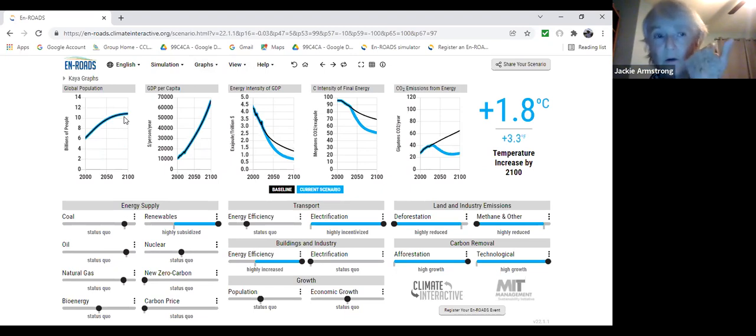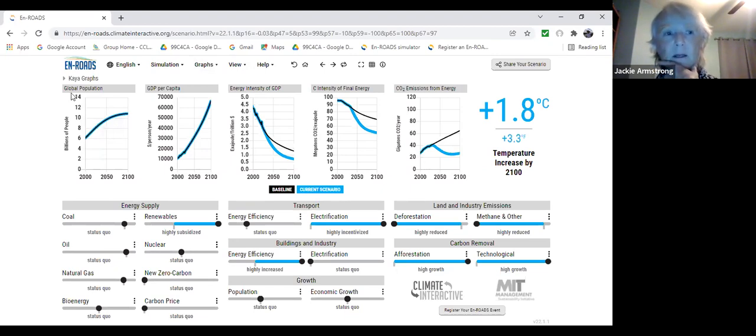First of all, it is a global portrait, and the population increase has a big impact on climate change, because more people means more need for energy, and more energy means more emissions. So it's a big driver.